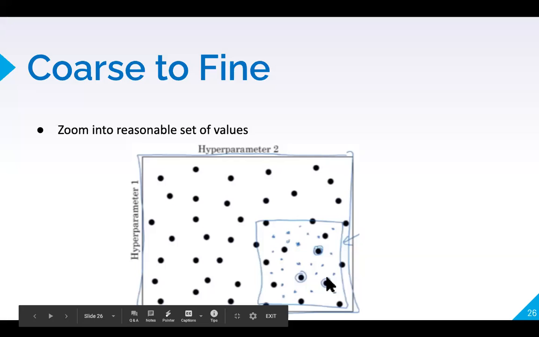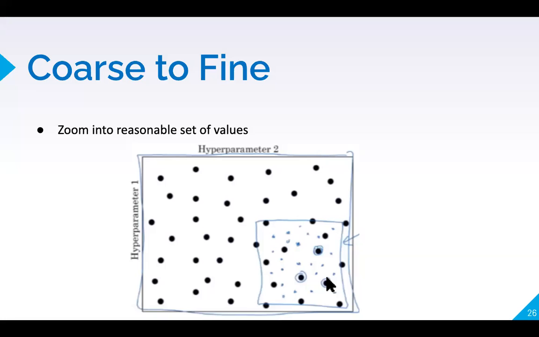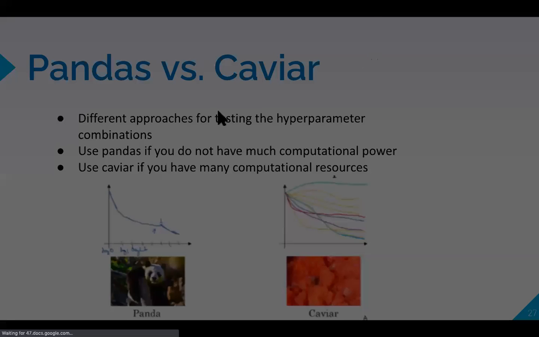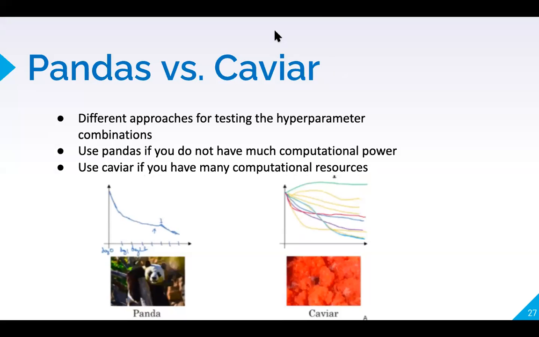TensorFlow is automatically going to be able to do these few things for us. But again, this is essentially how it's going to work for how TensorFlow is able to find the best option. And then we have two different approaches for testing the best combinations. So we have this panda approach and this caviar approach.